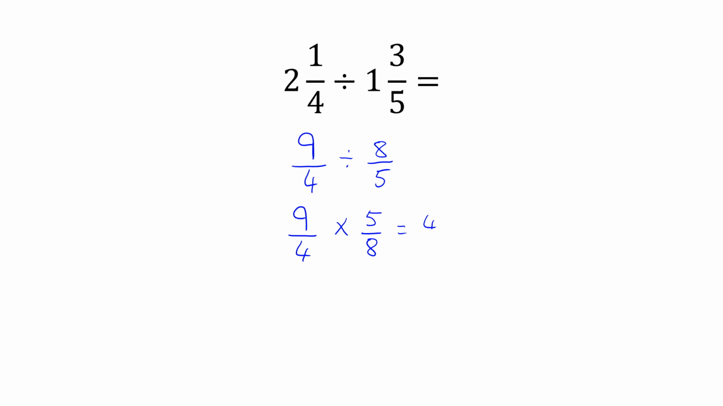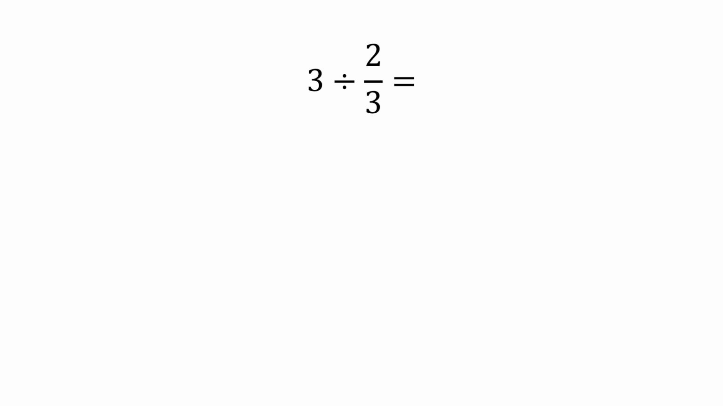9 5s are 45, 4 8s are 32. Again, we can see we've got an improper fraction. So to convert it back to a mixed number, 32 goes into 45 once. The remainder is 13, and the denominator stays the same. 13 32nds is in its simplest form, so our final answer is 1 and 13 32nds.